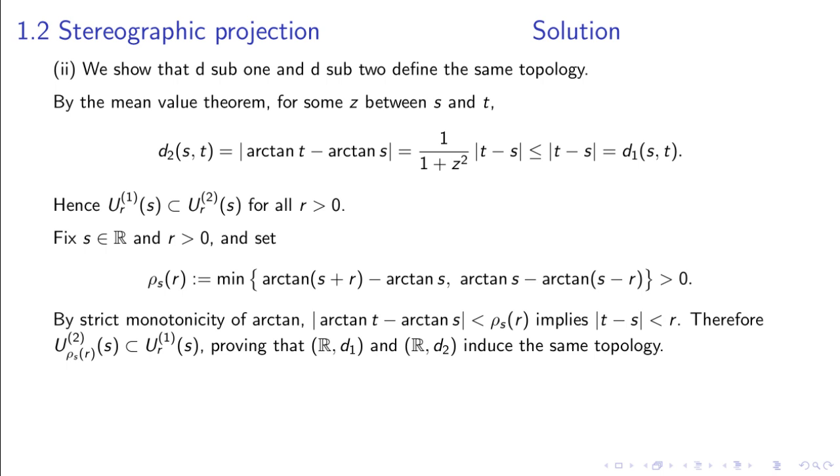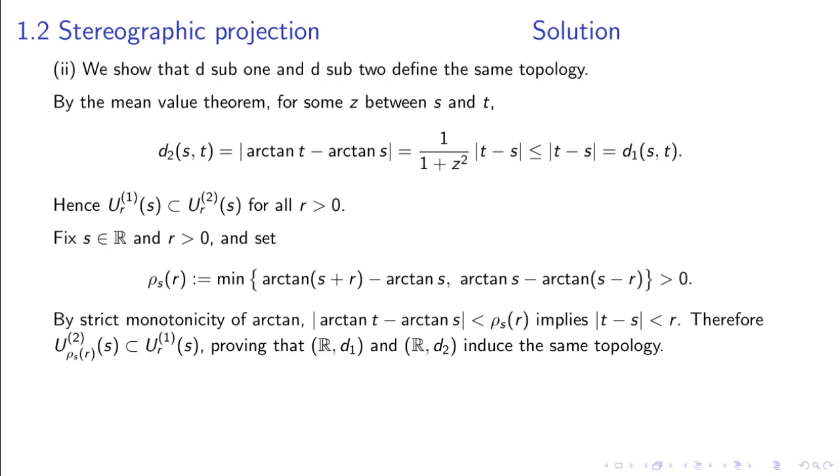In other words, whenever d₂ of (S, t) is less than ρ_S of r, we also have d₁ of (S, t) less than r. Equivalently, the d₂ ball u² of radius ρ_S of r around S is contained in the d₁ ball u¹_r of S.